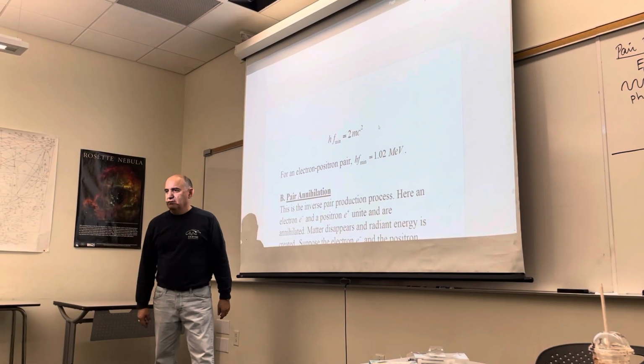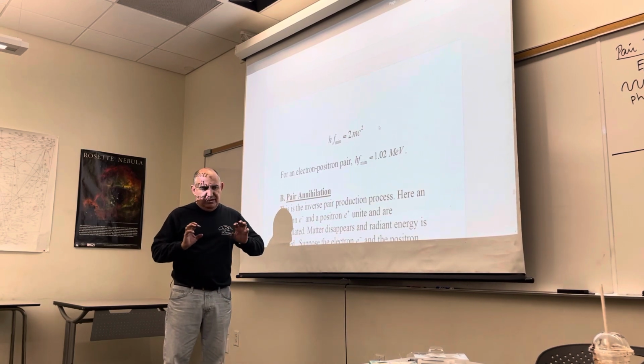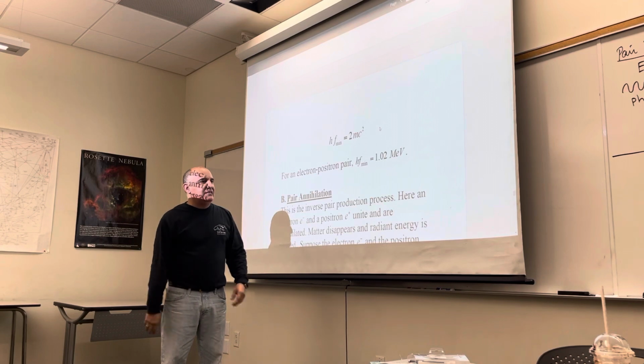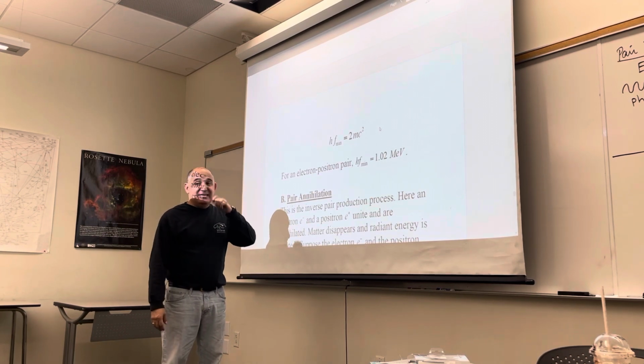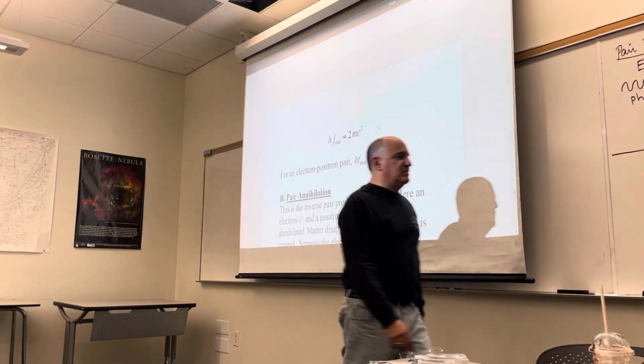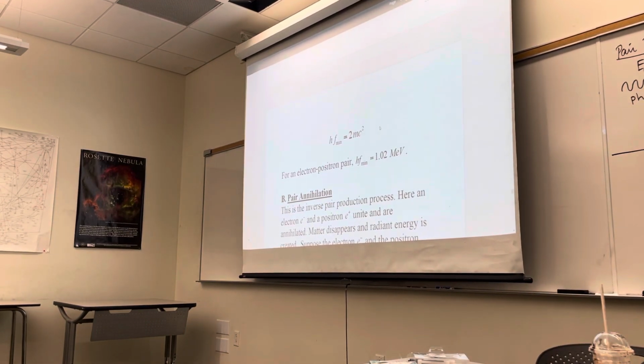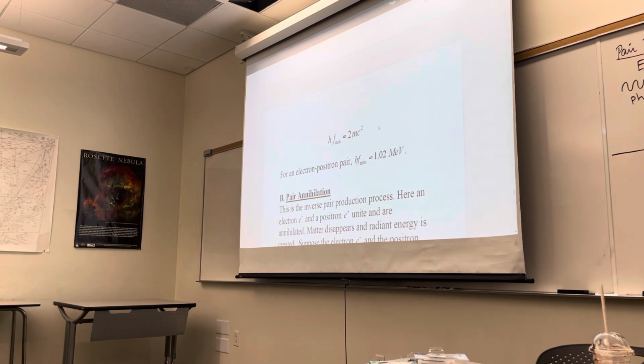That's the minimum energy. Any additional energy that the photon has is going to be endowed to the electron and anti-electron as kinetic energy. It'll be shared between them. This expression just says that any extra energy will be shared between the electron and the anti-electron, the positron.